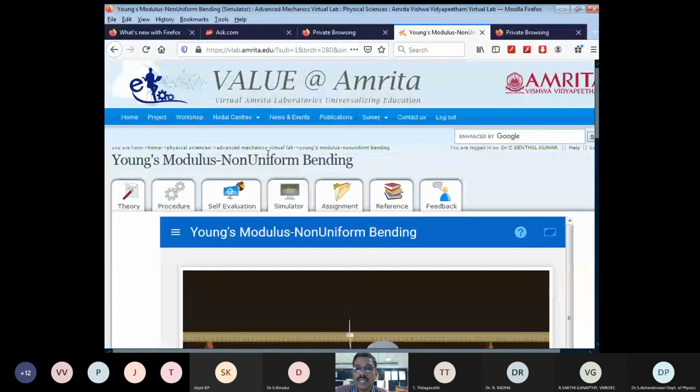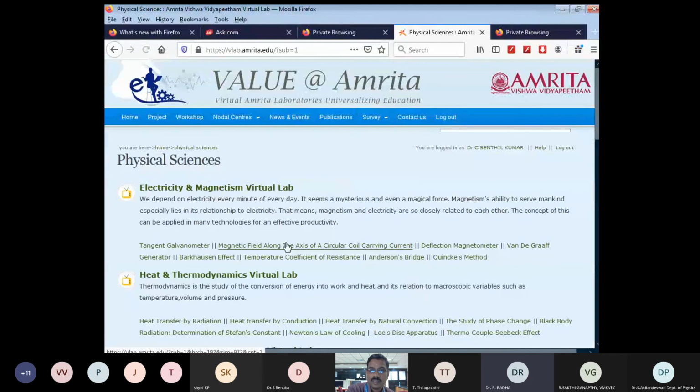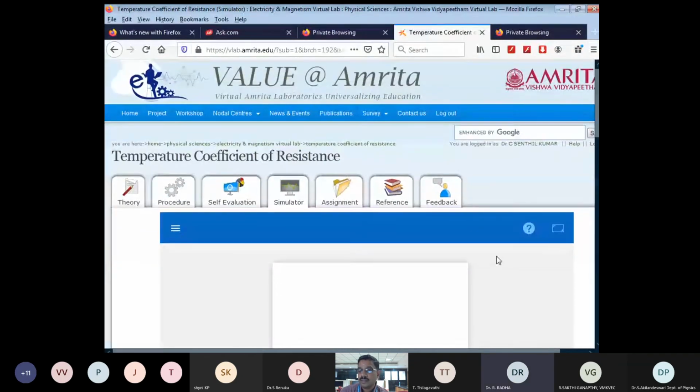Madam, can I go to the next experiment? Yes, sure, you go to the next experiment. The second experiment I want to discuss is temperature coefficient of resistance. I hope there are no doubts regarding these experiments for the participants.